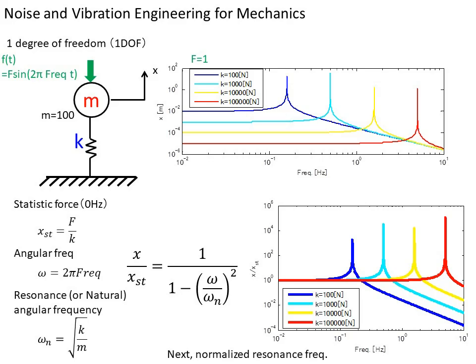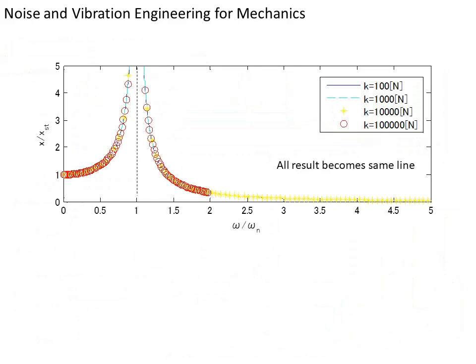Furthermore, we will consider how to reduce the vibration of the mass by normalizing it with the resonance frequency. This graph is normalized by the resonance frequency, and the graph shows all lines become the same values. When the frequency ratio is lower than 0.5, the displacement ratio is about 1.